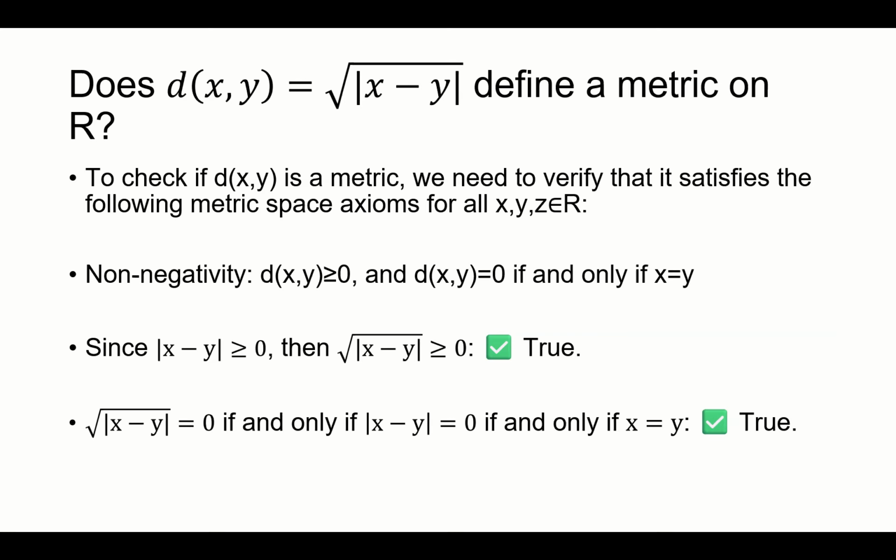Now, let the square root of the absolute value of x minus y equal 0. And square both sides, then we get the absolute value of x minus y is equal to 0. And that's true if and only if x is equal to y. So the first axiom is met.